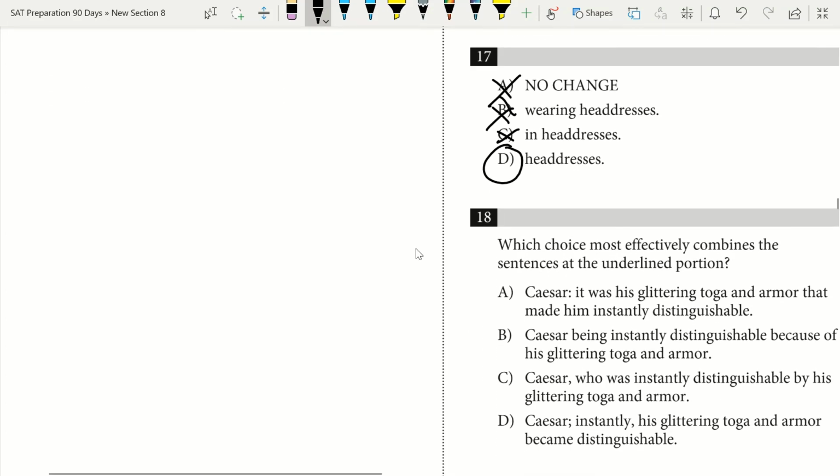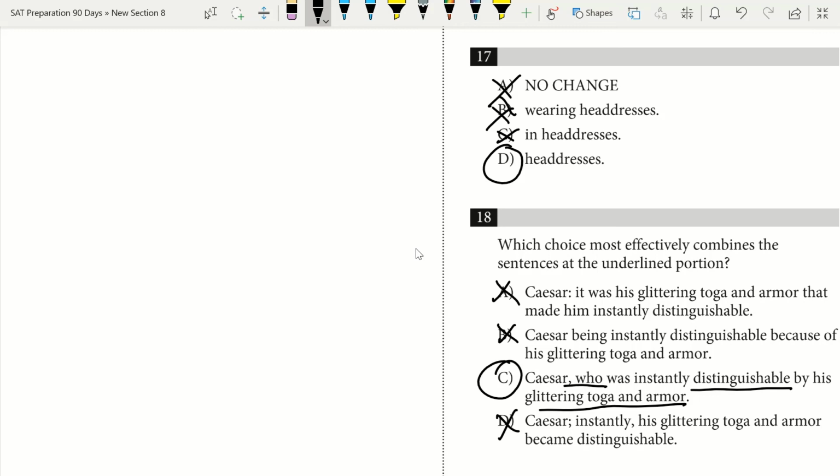So we have Caesar. I don't have a comma with a "who" there or a "whose," so I'm not going to look at that first. I'm going to look for the first one that has a comma and a "who" or a "whose." I see that's at C. So we have "Caesar, who was instantly distinguishable by his glittering toga and armor." Yep, that's going to be my answer. That's the most concise way to do it.